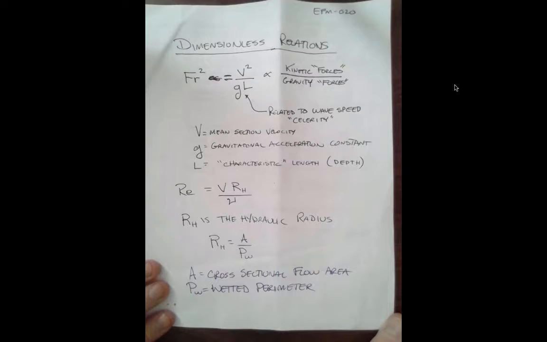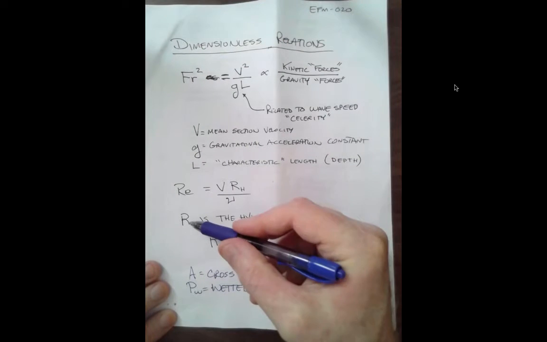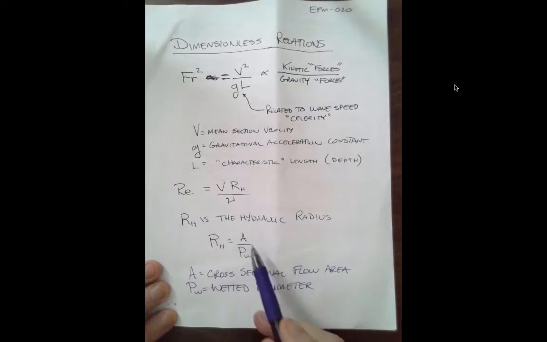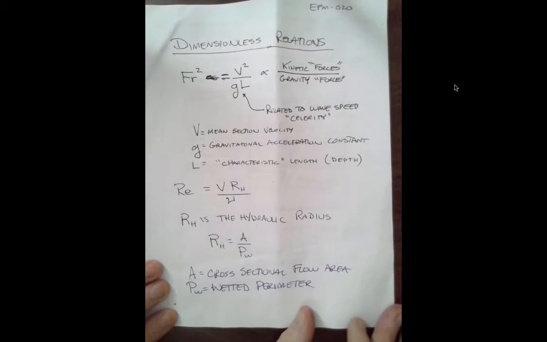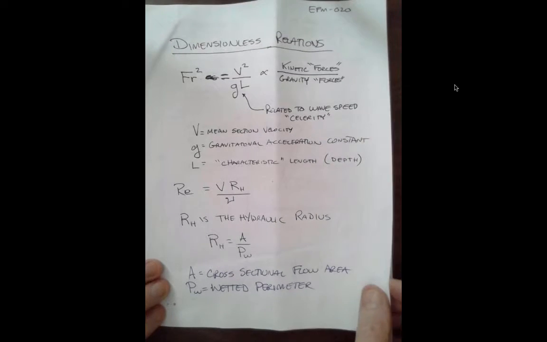All right, so that's our dimensionless relations. Froude number, Reynolds number. Hydraulic radius is not a dimensionless thing. It has units of length. It is obtained from the cross-sectional flow area divided by the wetted perimeter. And let's do a sketch to explain three of the important hydraulic variables.